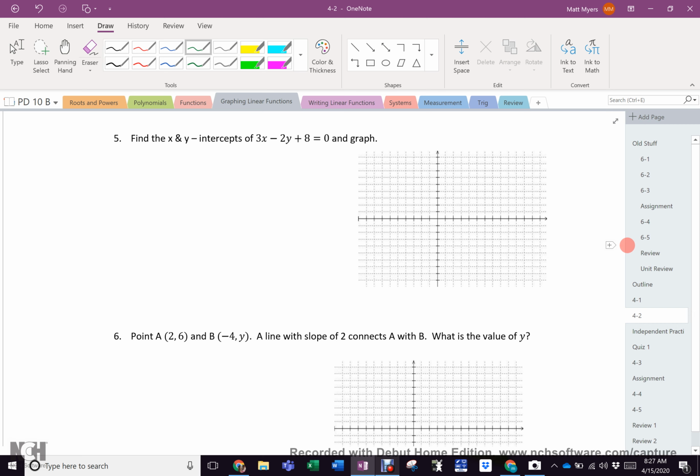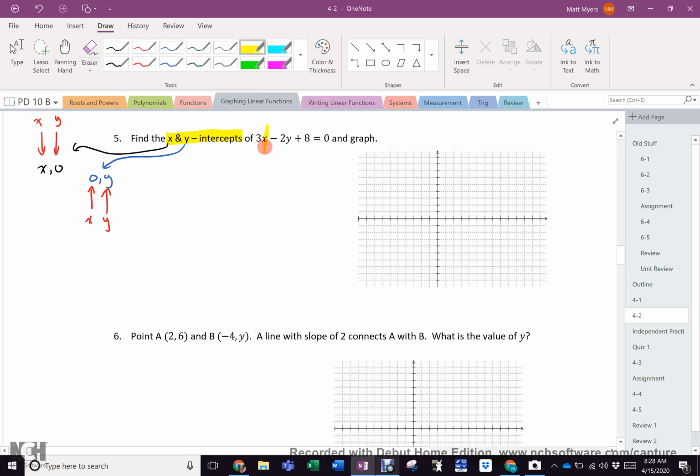All right, so let's do some math now. X and Y intercepts. We've talked about X and Y intercepts. Every single x-intercept is x, 0. Every single y-intercept is 0, y. That is an x value. That is a y value. That is an x value. That is a y value.